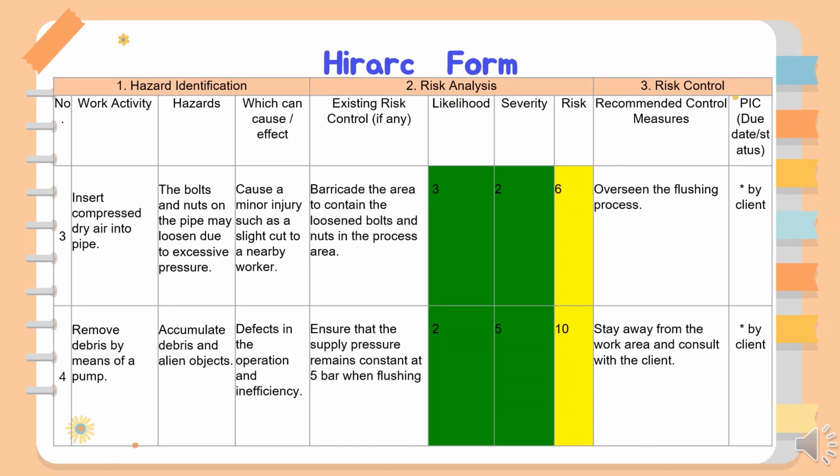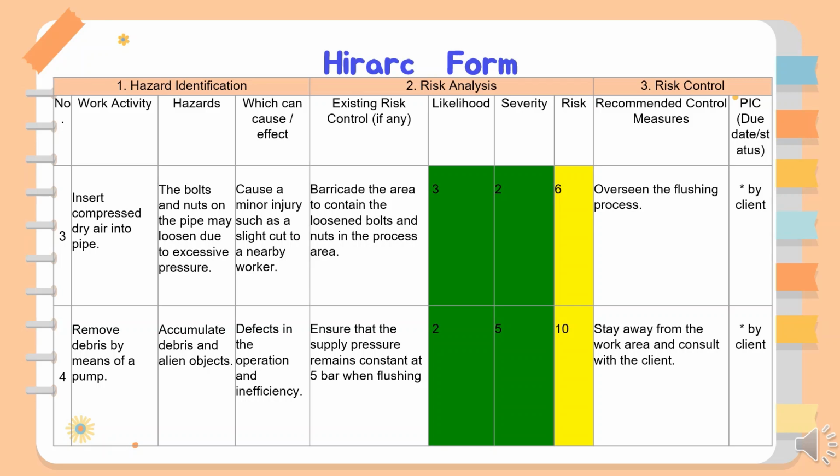Next, the third work activity is to insert compressed dry air into the pipe, and the bolts and nuts on the pipe may loosen as a result of very high pressure. This hazard can result in a minor injury to a nearby worker, such as a slight cut. The existing risk control is to barricade the area. In this case, the likelihood is 3 and the severity is 2, resulting in a risk of 6, which is considered medium risk. A suggested control measure is that the flushing process should be overseen.